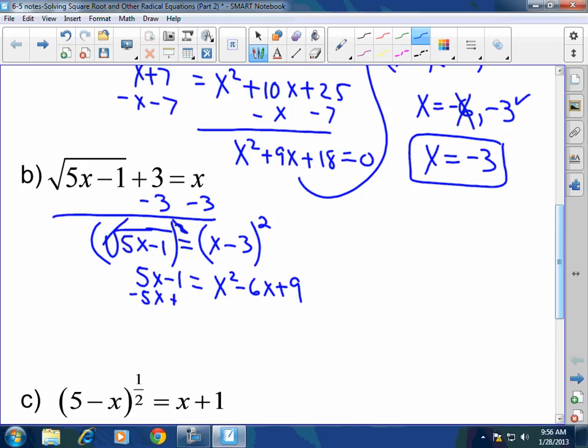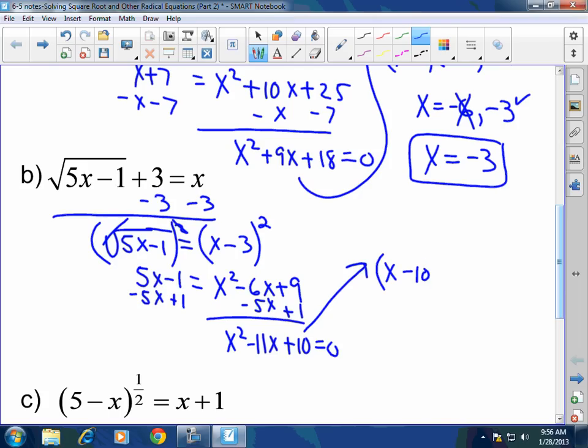Subtract the 5x, add the 1. So I'm going to have x squared minus 11x plus 10 equals 0. Going to go ahead and factor that bad boy. x minus 10 times x minus 1 equals 0. Zero product property. x will equal positive 10 and 1. Remember, you set x minus 10 equal to 0 and x minus 1 equal to 0.